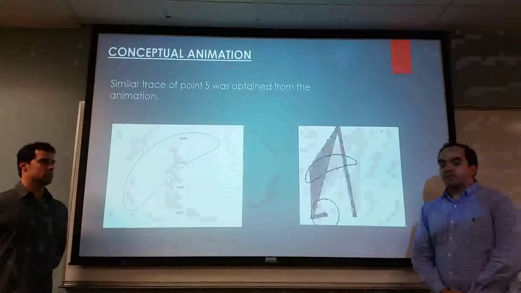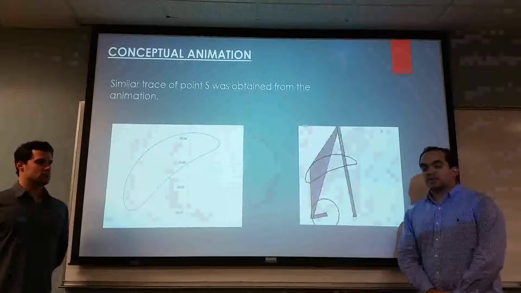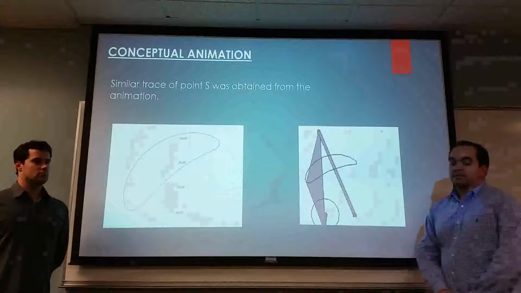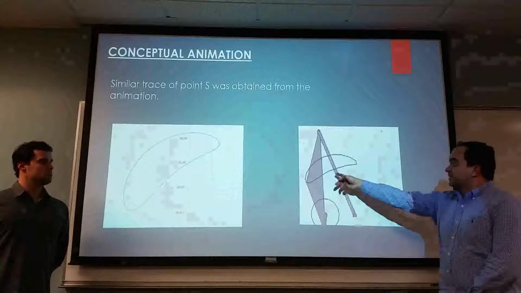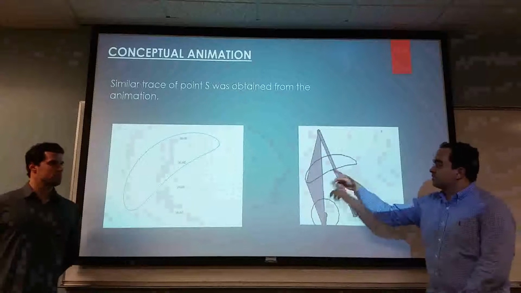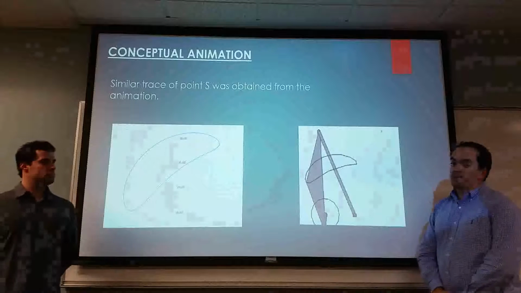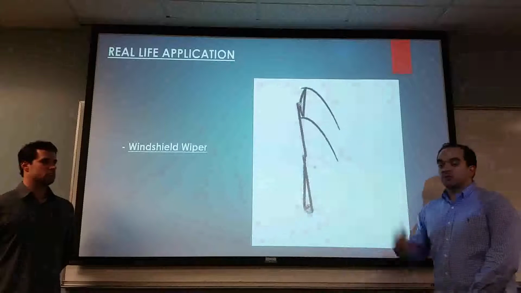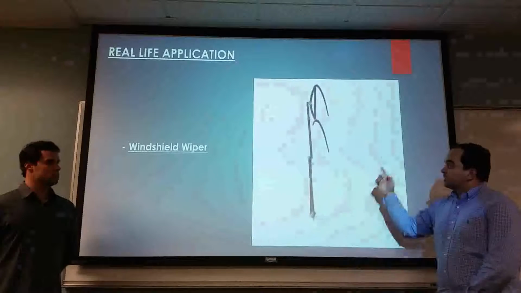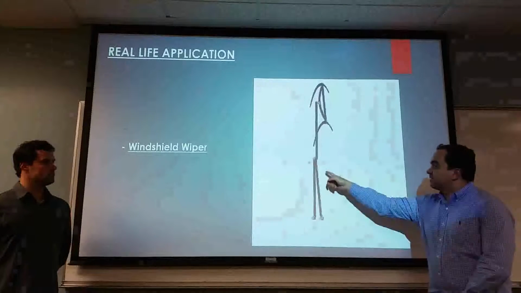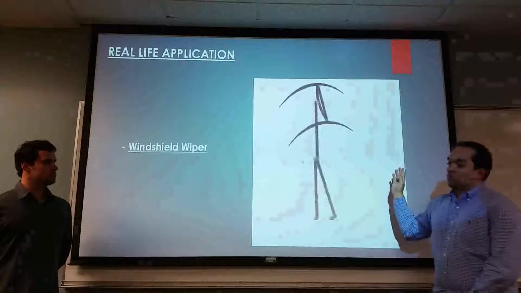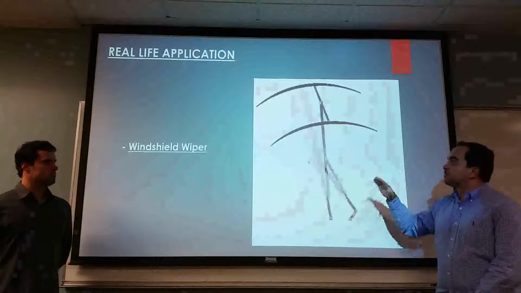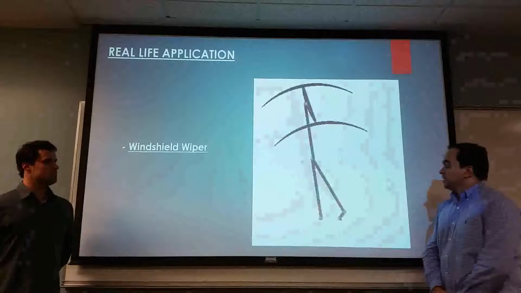Once the kinematic analysis was done and point S was traced, the team went ahead and animated the motion in SolidWorks, and the result was pretty similar to the plot obtained for the point S. This is a real life application. As Jonathan said, we chose a windshield wiper. This motion is given by the link R4, which gives the oscillating movement of a rocker.